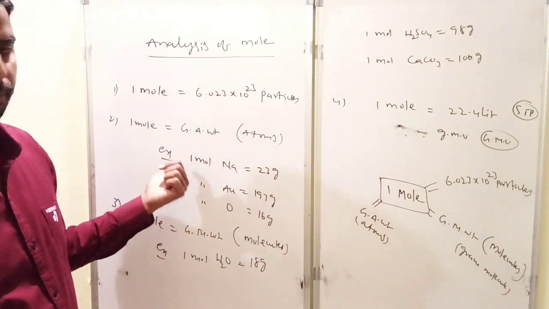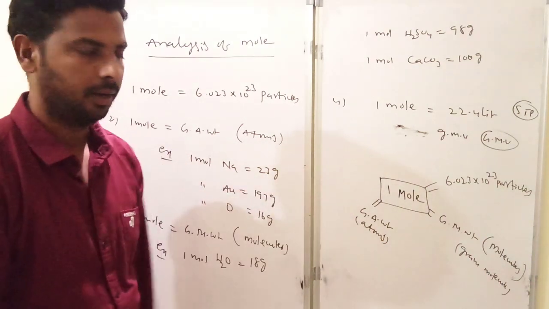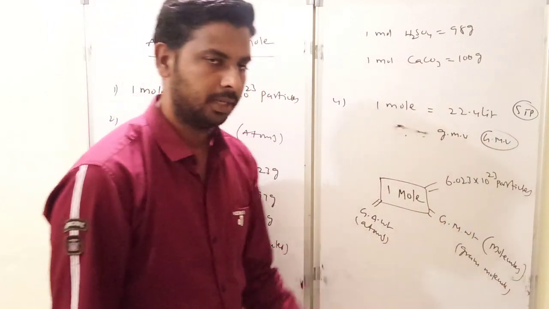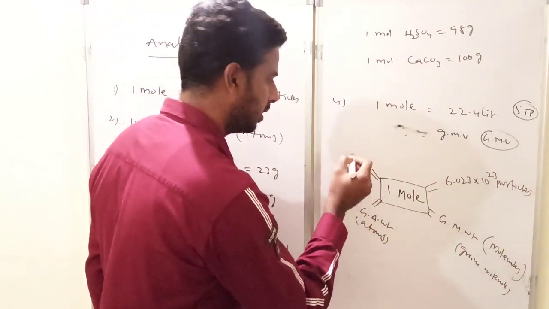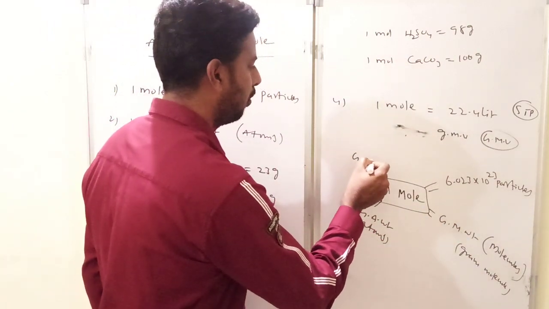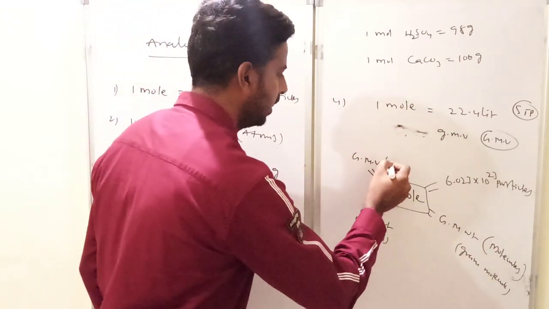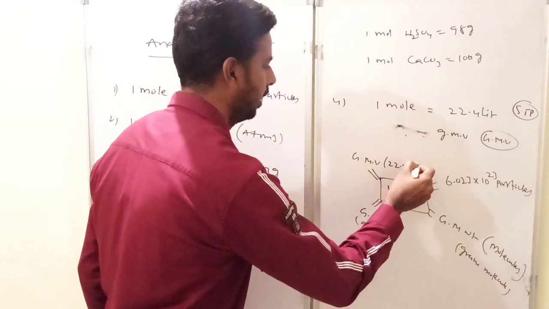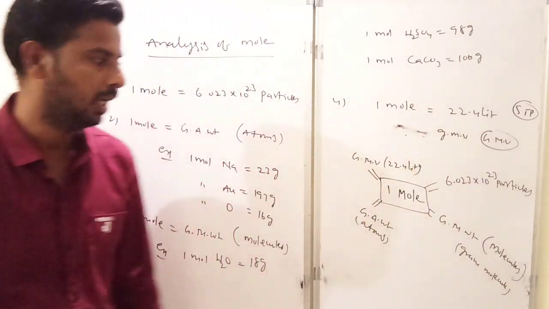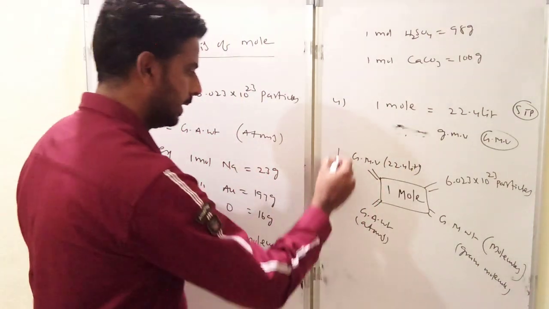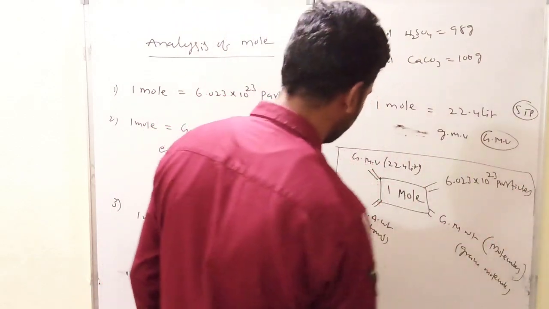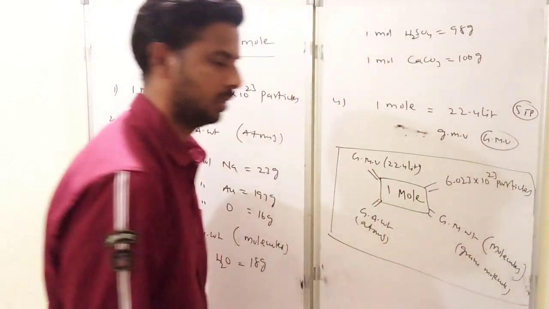Here I have given examples already. Sodium we can take here, water molecule you can take here. Similarly, 1 mole of any substance is equal to gram molar volume. It occupies the gram molar volume. How much is it? 22.4 liters or 22,400 milliliters. So this is a simple flow chart to understand the mole and its analysis.